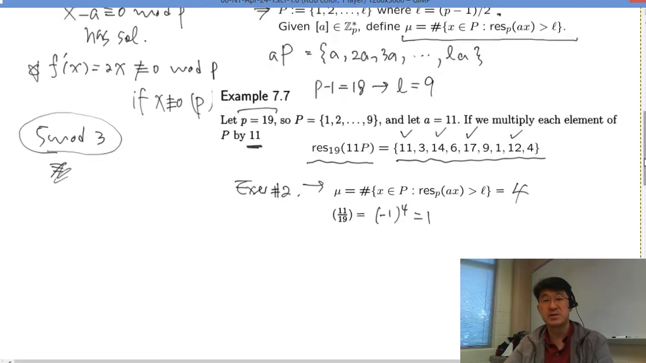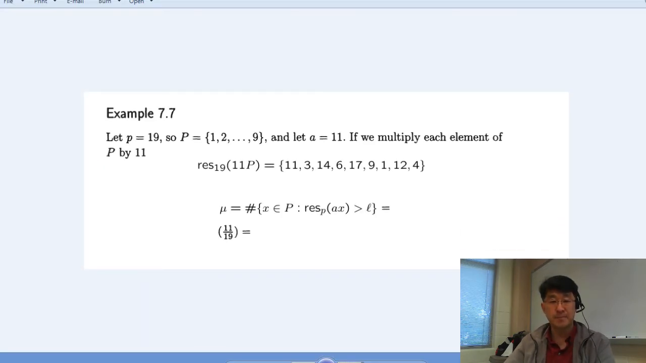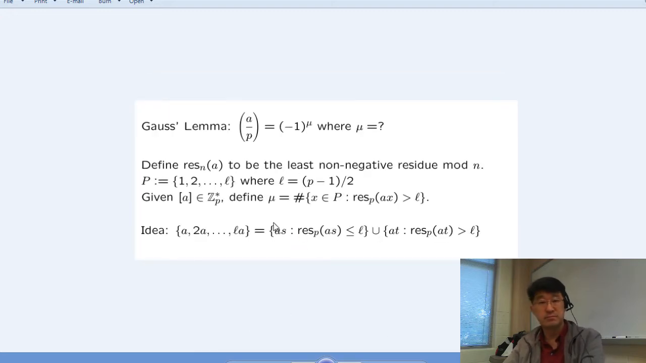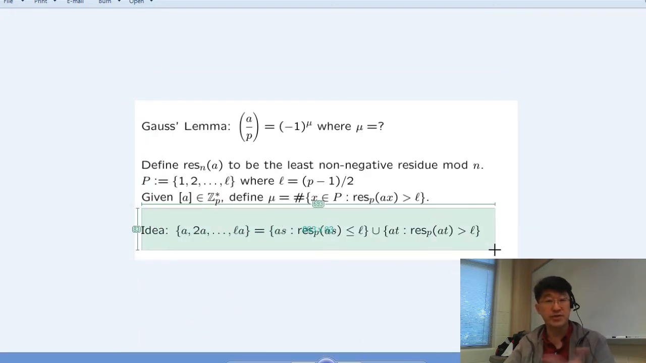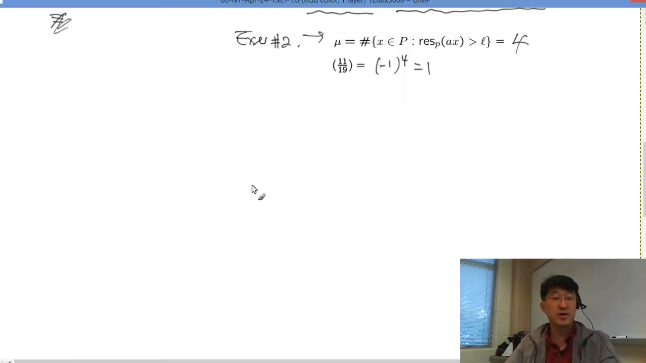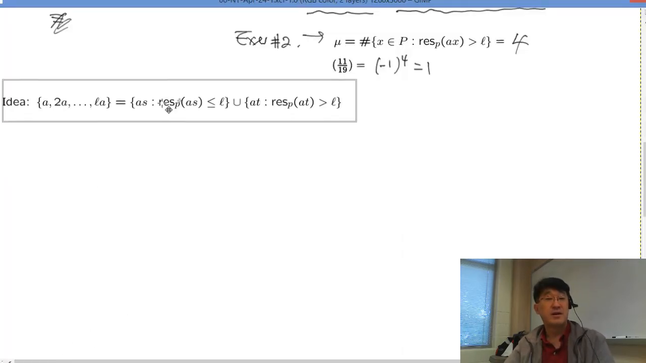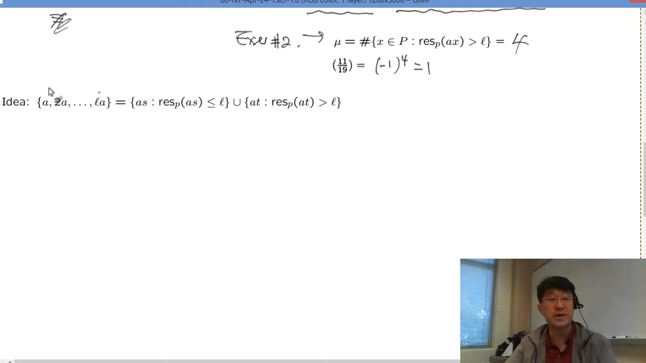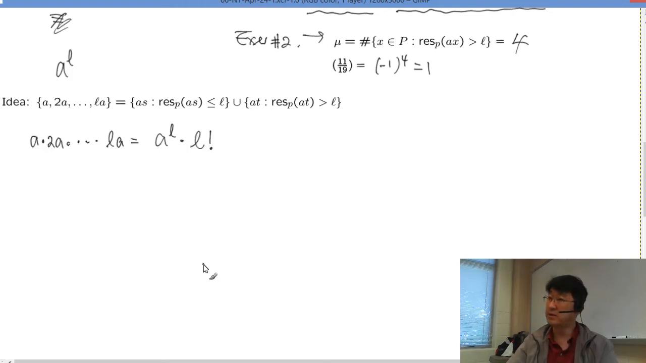Right? So let's look at the idea. What was the idea? Yeah, in the half residue system, if you multiply A in there and you see A copies of L, as you multiply all that, you have A to the L. And that's Euler's criterion, right? So if I multiply A times 2A all the way up to LA, you see A to the L, where L is (P minus 1)/2, and you see L factorial. Is that right? So I think I call that one B.